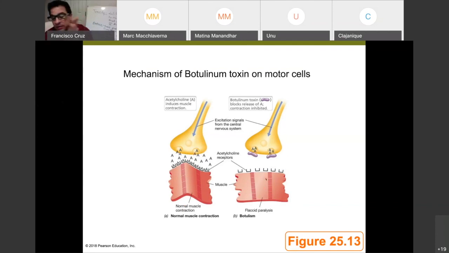This is the basis for Botox. This is just localized botulinum toxin, so that you can look expressionless for life.